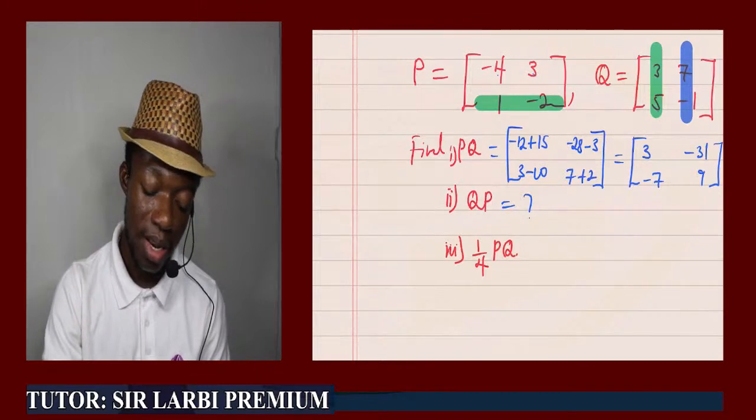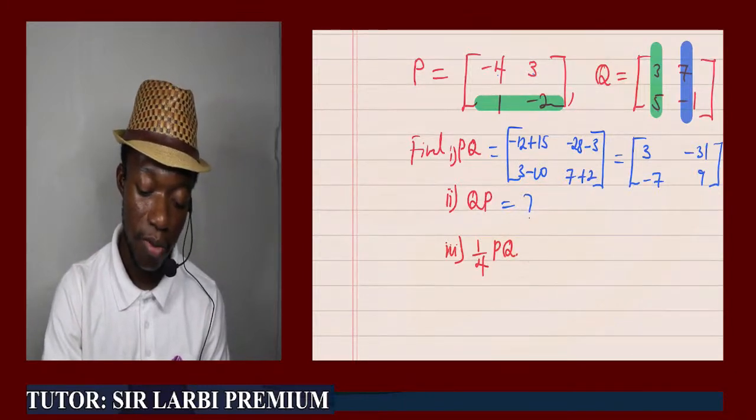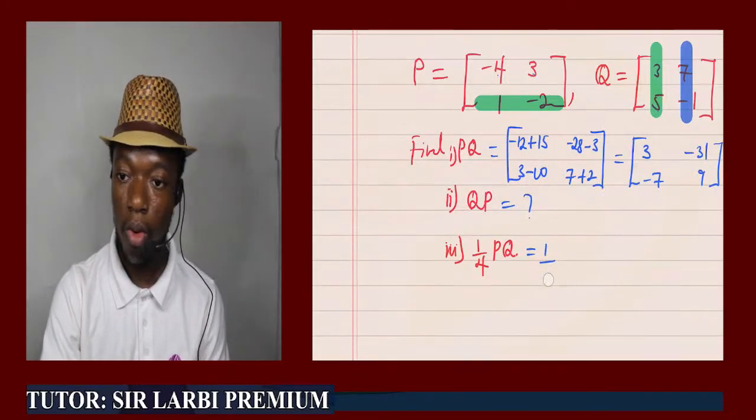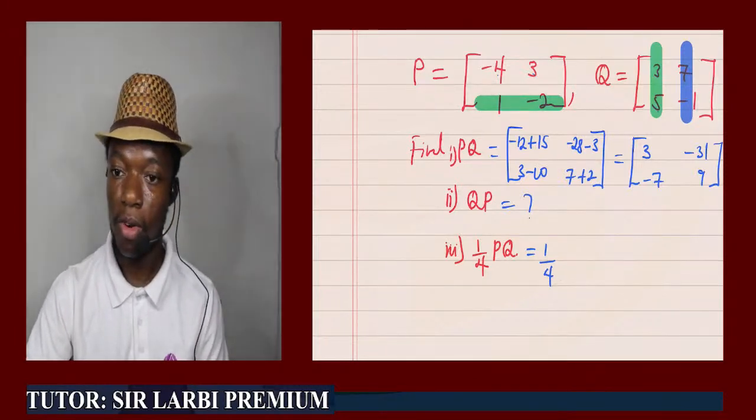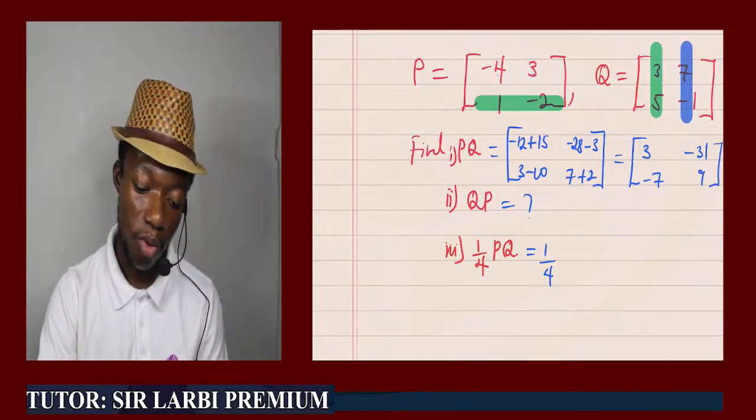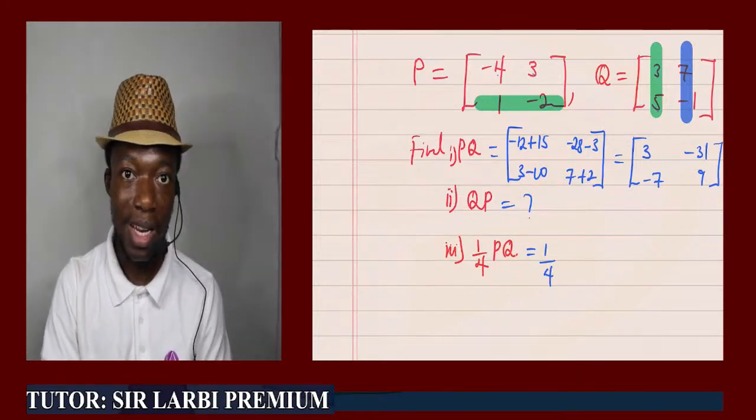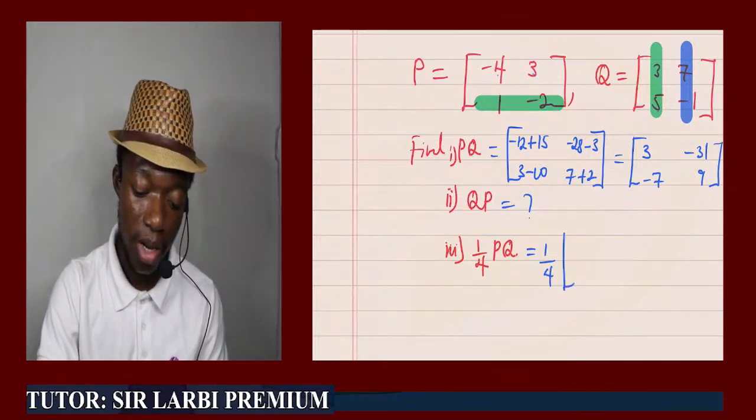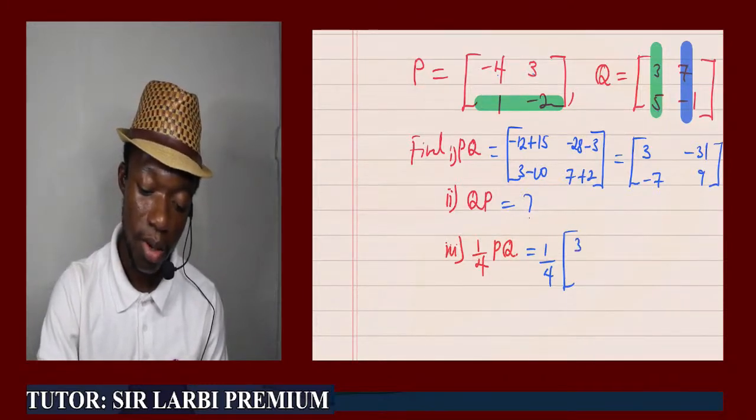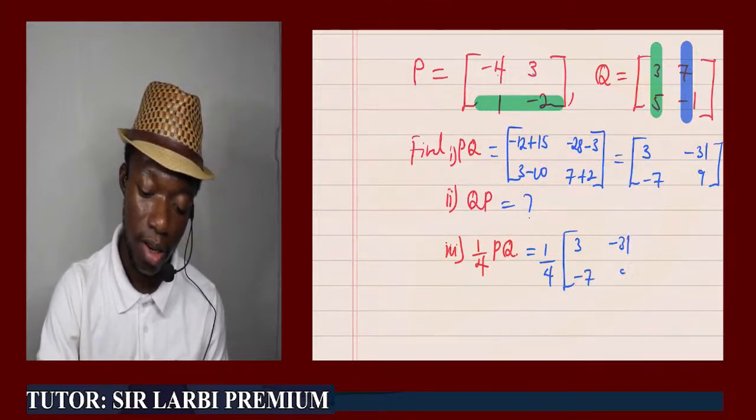Once we are done with that, we can also deal with the third one, which says that we have 1/4. So this 1/4 is actually a scalar. It will multiply matrix PQ, which we know as 3, negative, then -7, 9.